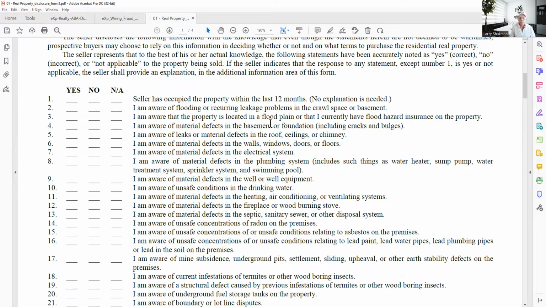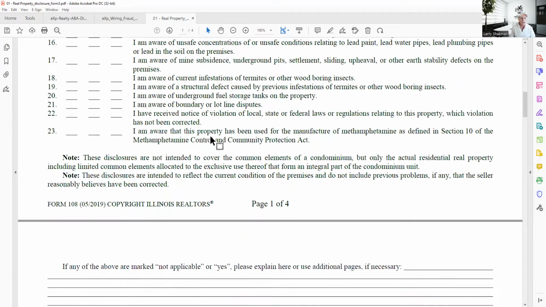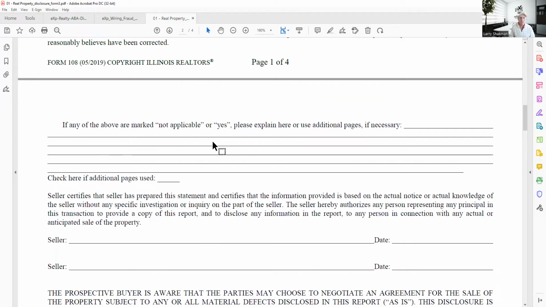I'm aware of flooding or recurring leakage in the property. You want to answer that, yes, no, or not applicable. In this question, you would answer yes or no. So let's say, for instance, you answered yes, and I am aware of flooding or recurring leakage problems in the crawl space or basement specifically. If you answer yes to that question, then you're going to come down here. Anything you answer yes to, you're going to put an explanation here as to why you answered yes.